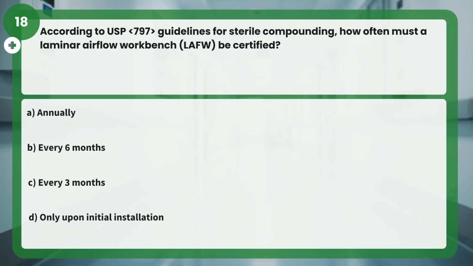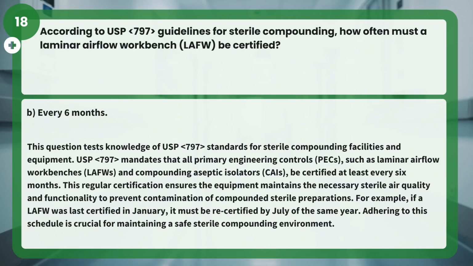Question 18. According to USP <797> guidelines for sterile compounding, how often must a laminar airflow workbench, LAFW, be certified? A. Annually. B. Every 6 months. C. Every 3 months. D. Only upon initial installation. Answer: B. Every 6 months.